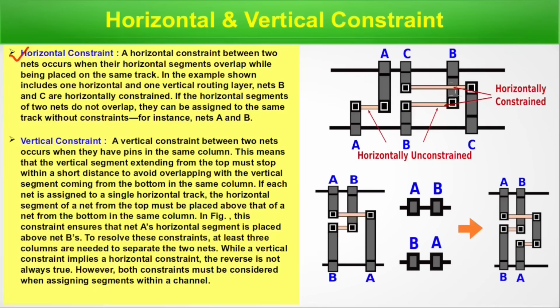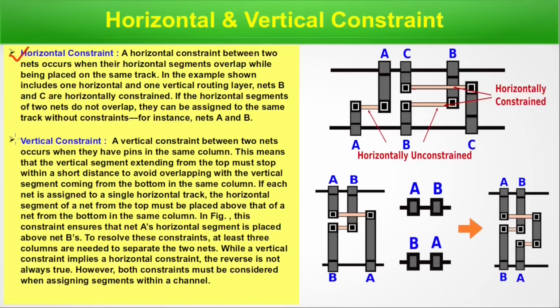Look, C and B, they are crossing each other. If we place these two nets on the same track, they will overlap. Although if we place A and B on the same track, or A and C, they are not overlapping each other. So we can place A and C or A and B, they are horizontally unconstrained, whereas C and B are horizontally constrained. We cannot put them in the same track. That is horizontal constraint. Try to remember this. We will use this concept in a later slide.